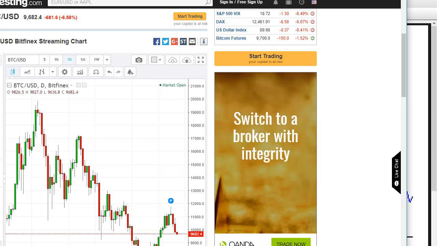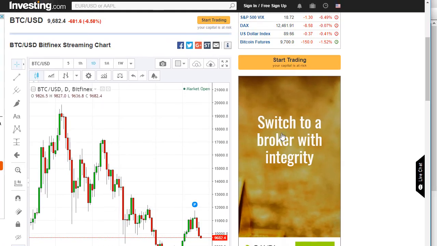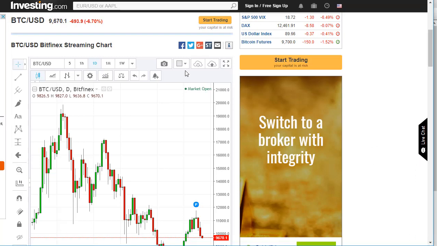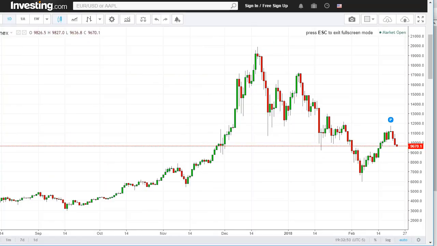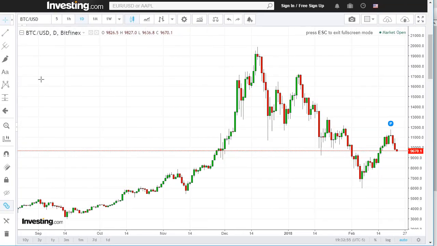And in fact, if you have a look at the Bitcoin chart, this is the Bitcoin chart right here, it's very similar to the Bitcoin chart before it started to come down. Not exactly, but let me open this chart right up here. This is very similar.